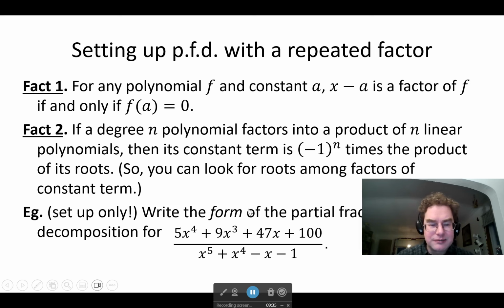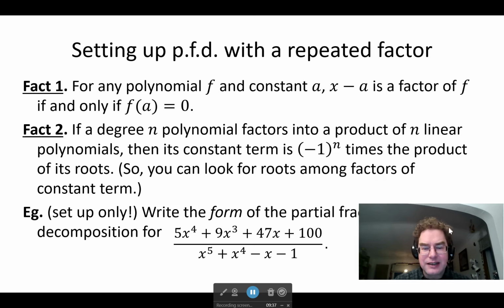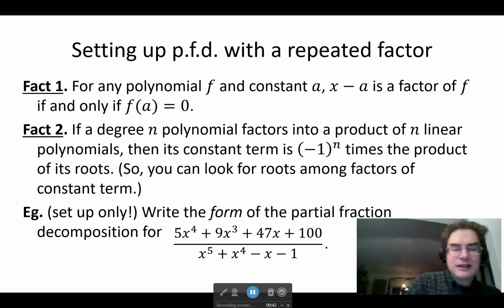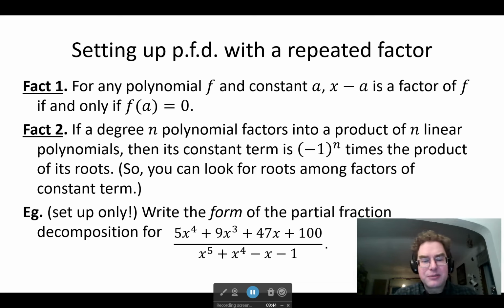All right, so let's take a look at the following example. So here is a rational expression, 5x to the fourth plus 9x cubed plus 47x plus 100 is our numerator, and then our denominator, also a polynomial, is x to the fifth plus x to the fourth minus x minus 1. So we have a degree 4 polynomial over a degree 5 polynomial.